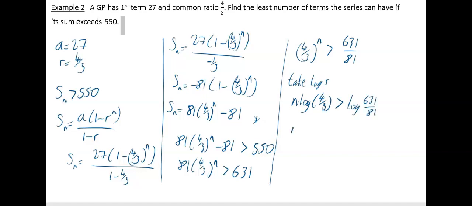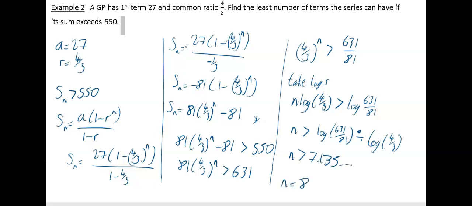And that means your n has to be greater than log(631/81) divided by log(4/3). Do that in your calculator and just write it as a decimal. I got n is greater than 7.135... Therefore my answer has to be the least number, so it's going to be n is equal to 8.